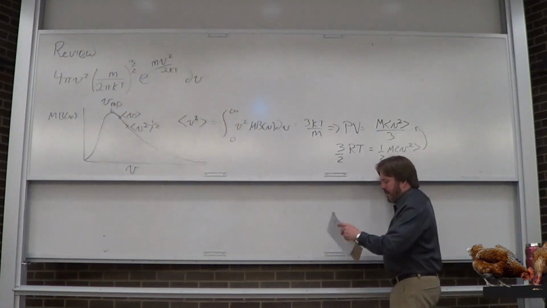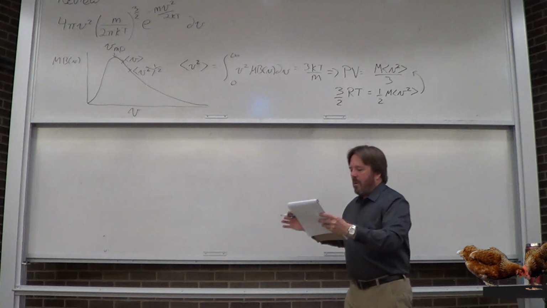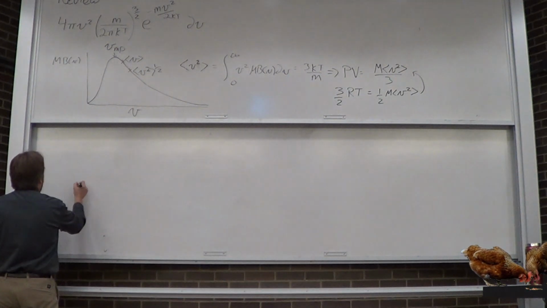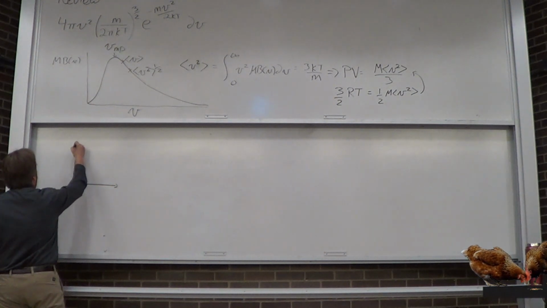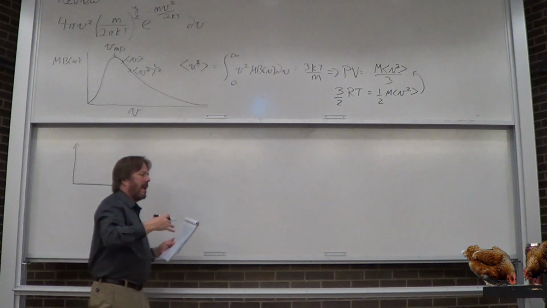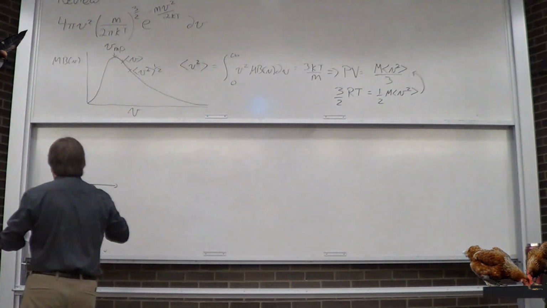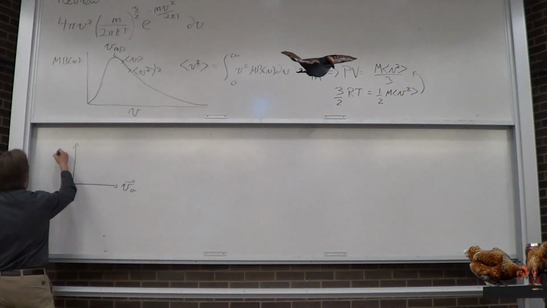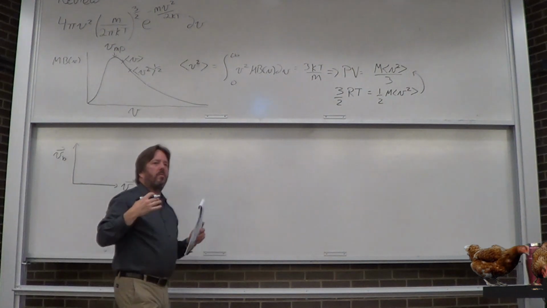So let me also then go over average relative velocity. I'm going to do this slightly differently than last time because I thought about it, and what I'm doing right now is a bit better way to draw it, based on some of your questions. So we talk about A and B, and we want relative velocity.